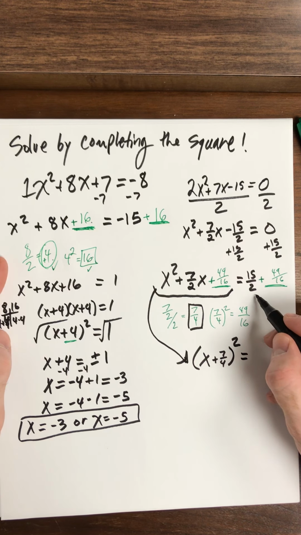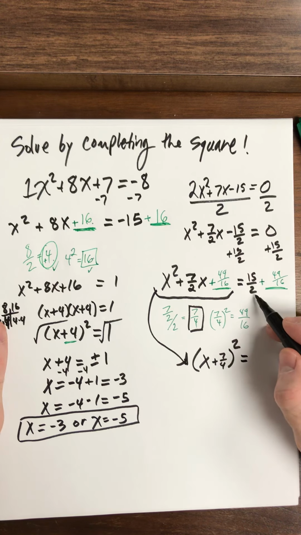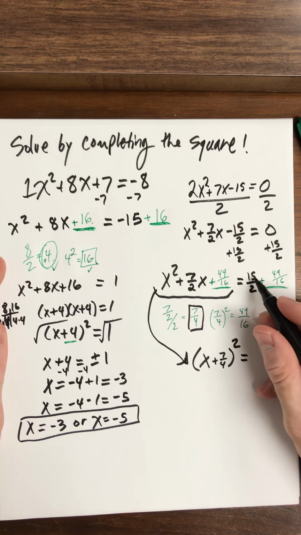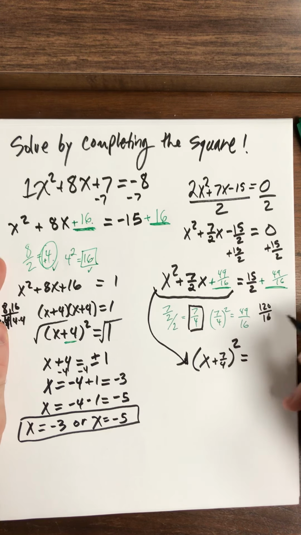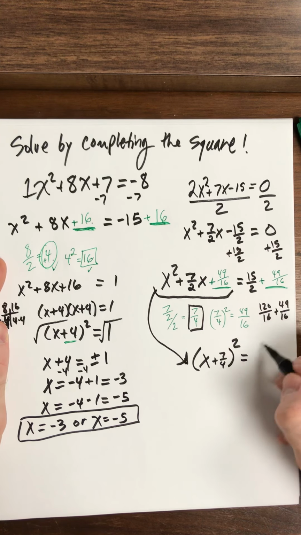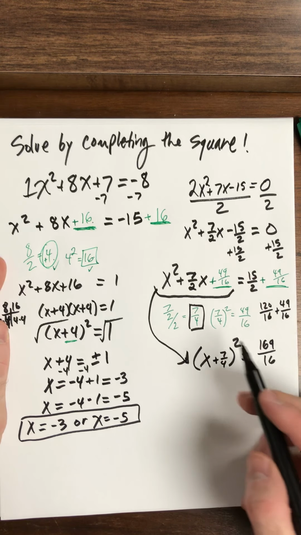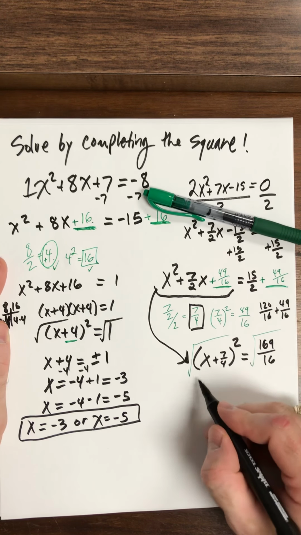If I add these two over here, let's see. We might have a little bit of math going on. So 15 over 2, and then I have 49 over 16, so I need to multiply top and bottom by 8. That would be 120 over 16. And then 49 over 16, so what is that, 169 over 16? Okay, now I square root both sides.